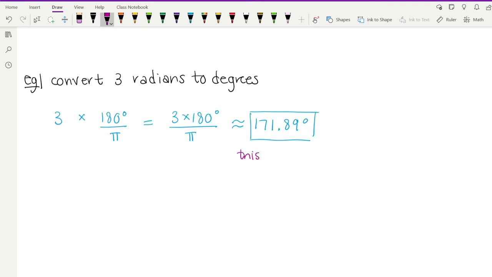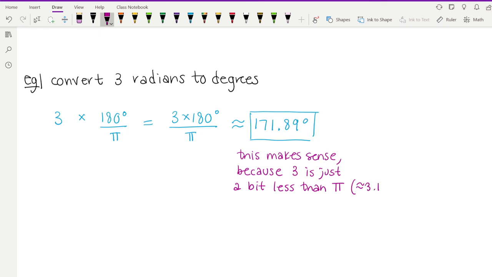So this makes sense because 3 is just a bit less than pi. Right? 3 is a little bit less than 3.14. And we know that pi radians is equivalent to 180 degrees. So it makes sense that our answer, 171.89 degrees, is just a bit less than 180.